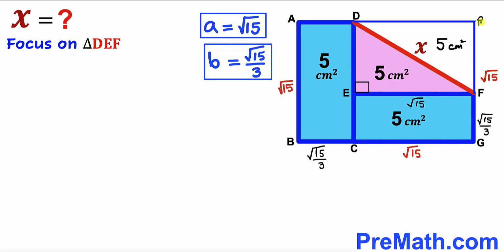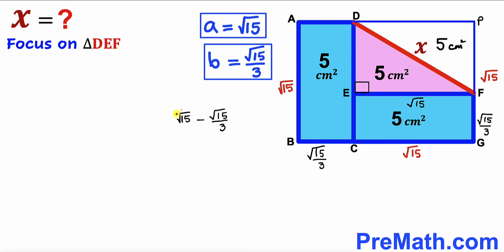Now let's make an observation. We know that this whole GP length is square root of 15, and this tiny segment FG length is square root of 15 divided by 3. Therefore this remaining segment FP length has got to be square root of 15 minus square root of 15 divided by 3. Here I have copied down this segment FP length as square root of 15 minus square root of 15 divided by 3.